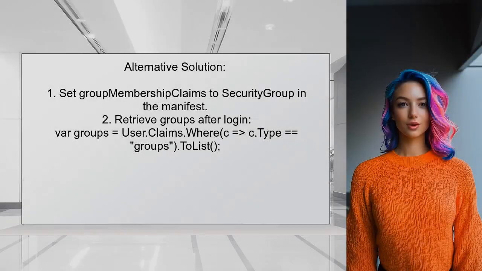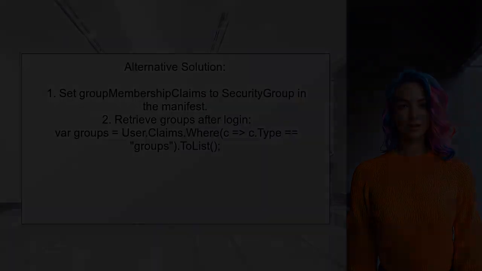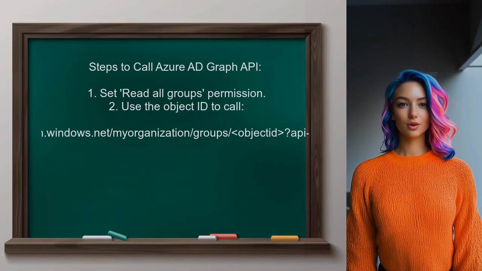An alternative approach suggests setting the group membership claims property to security group in the Azure AD manifest. After logging in, you can retrieve the groups list in your ASP.NET Core application using a simple query on user claims. Additionally, you can call the Azure AD Graph API to get detailed group information.